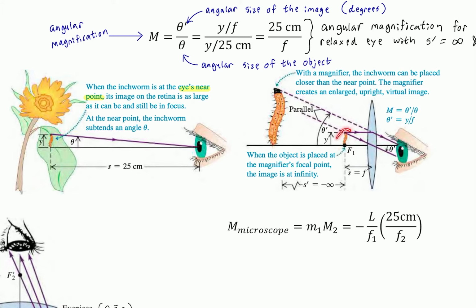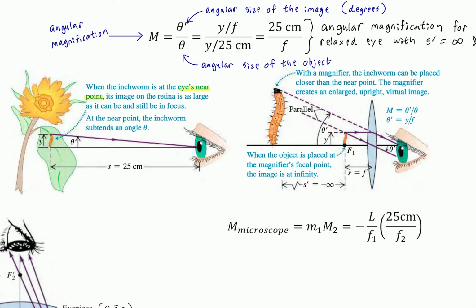But if we put this inchworm just within the focal length, or effectively at the focal length, it creates a virtual image where? Infinitely far away. See? The image is formed at infinity. When the object is placed at the magnifier's focal point, the image is at infinity. All right? And those parallel rays are coming in to the relaxed eye. Okay? And in that case, now let's look at the angle subtended by the image.